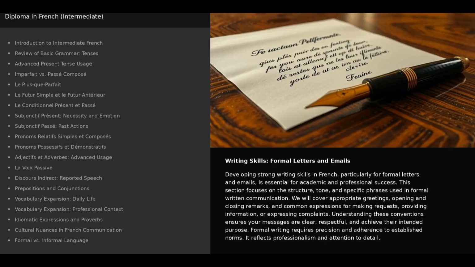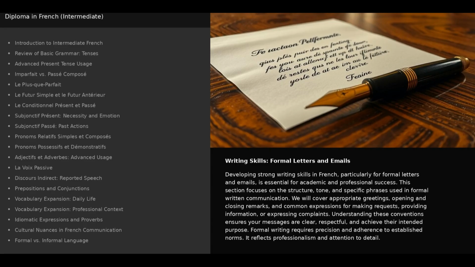Writing skills, formal letters and emails. Developing strong writing skills in French, particularly for formal letters and emails, is essential for academic and professional success. This section focuses on the structure, tone, and specific phrases used in formal written communication.